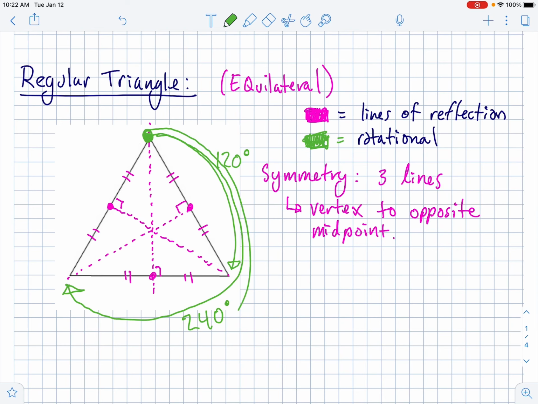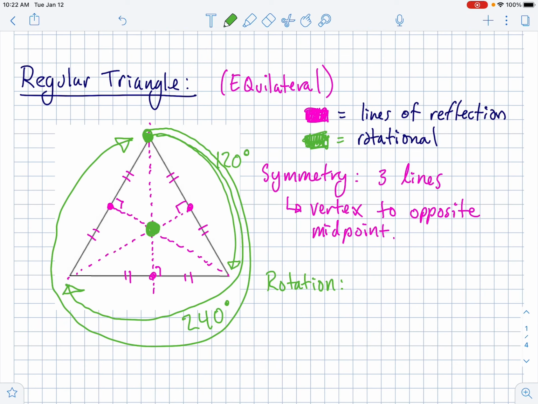Now, if you were to take this point and go a full 360, yes, you would get the same figure again, but 360 rotations are nothing special, because any object or polygon you could rotate 360 and you'll get the same thing again. So we don't usually talk about the 360 ones because they're not unique. Anything does that.